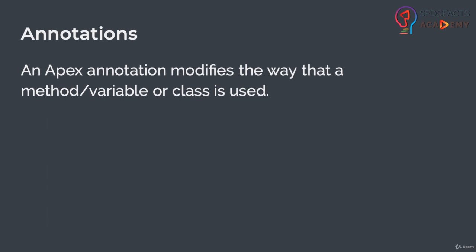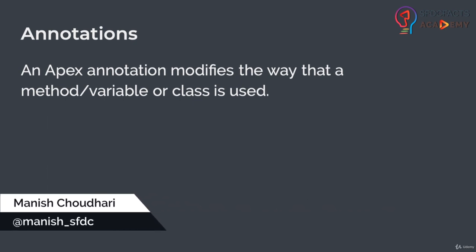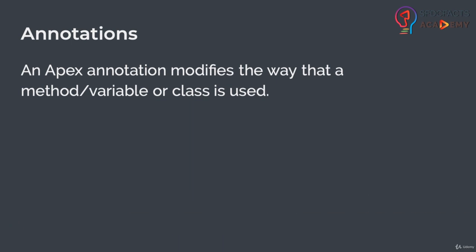So for that we have an annotation called @deprecated, which can give a clear indication to all the developers who are still using that previous method that this method or this piece of code is deprecated and please use this new version. So this is how an annotation can modify the way that a method is used.